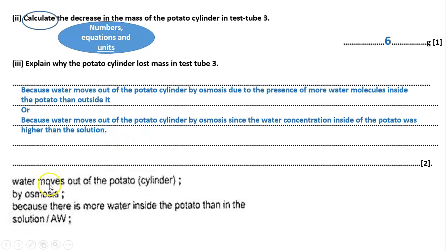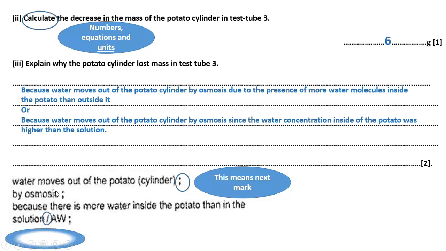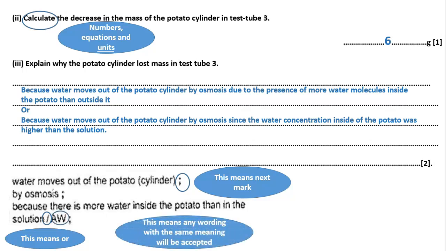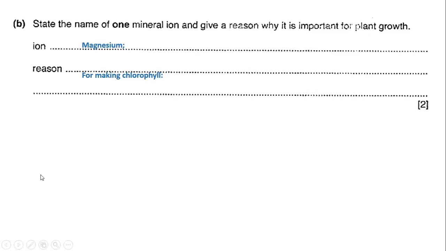So what is this? This is the mark scheme. I put it here so you understand how questions are corrected in Cambridge. Okay, when you see the semicolon, this means that after this is another mark. Okay, and when you see this slash, this means or something else. AW means any wording with the same meaning will be accepted. But this does not apply for the scientific term, of course.